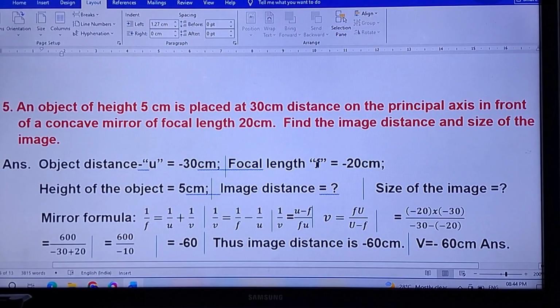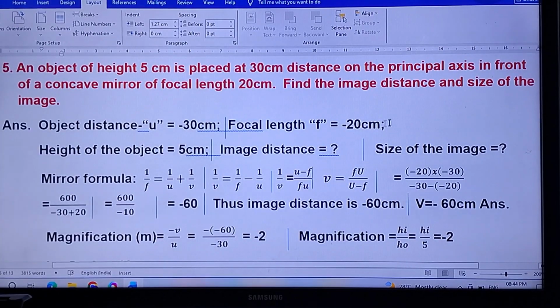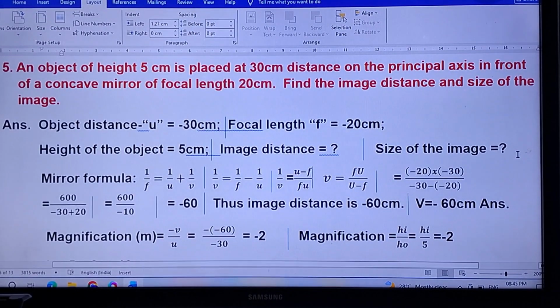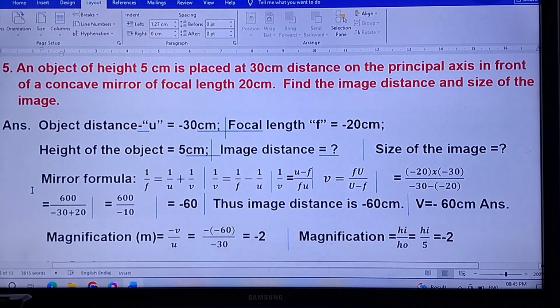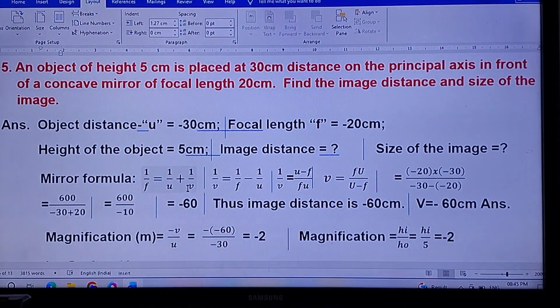And focal length is given to you. How much have they given? 20 centimeters. That also you have to take as minus 20 centimeters. And height of the object is given as 5 centimeters. Image distance you need to find out, and the size of the image also you have to find out. This is the question, and the values that are given I have written here, children. This solution we will get through the mirror formula. What is the mirror formula? 1 by f is equal to 1 by u plus 1 by v is the mirror formula.